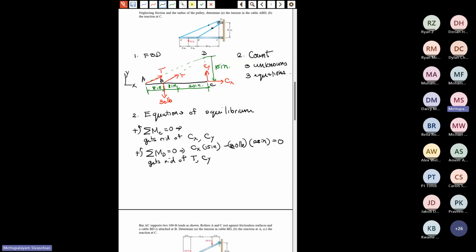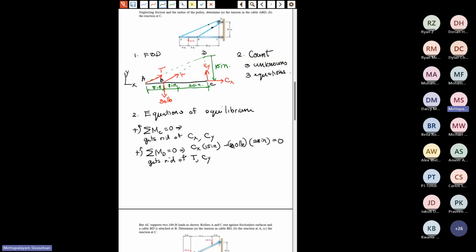What if we did the first one, sum of the moments about C, right? No, sorry. This is also a plus, right? And your intuition earlier was right. We're going to get a negative answer for Cx, right? Both the moments are counterclockwise. Okay, so what about the other one?